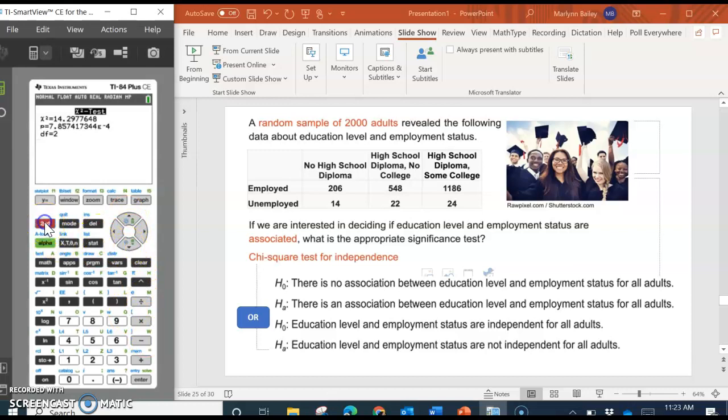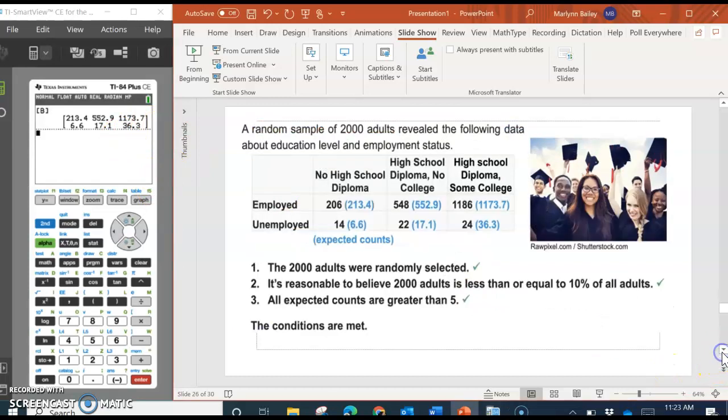I can go back to my matrix, second, matrix, and go to my matrix B to see my expected counts. So this is what we would expect to occur. And now we can go ahead and proceed here. Remember to check your conditions. If this is a free response question, note that you're checking them. Show that, okay, I'm checking my conditions.